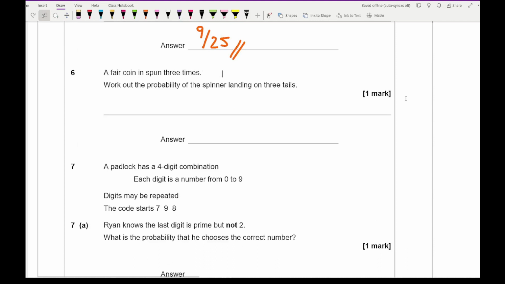Work out the probability of a spinner landing on 3 tails. So here we've got the coin spinner, being spun once and landing on a tail is a half, and that to happen again, and that to happen again. So it's going to be a half times a half times a half. 1 times 1 times 1 is 1, and 2 times 2 times 2 is 8.